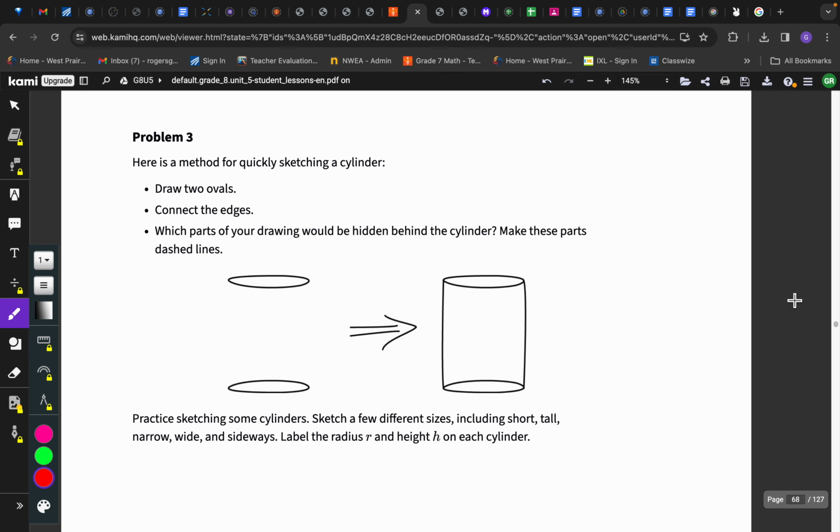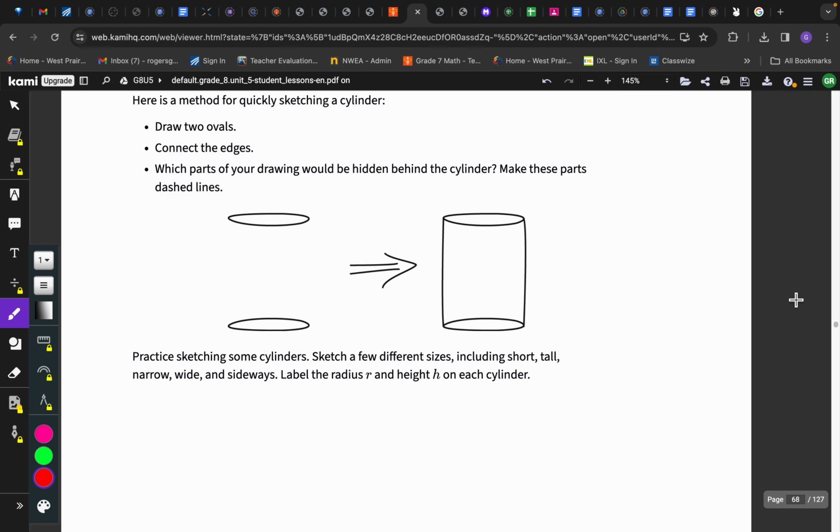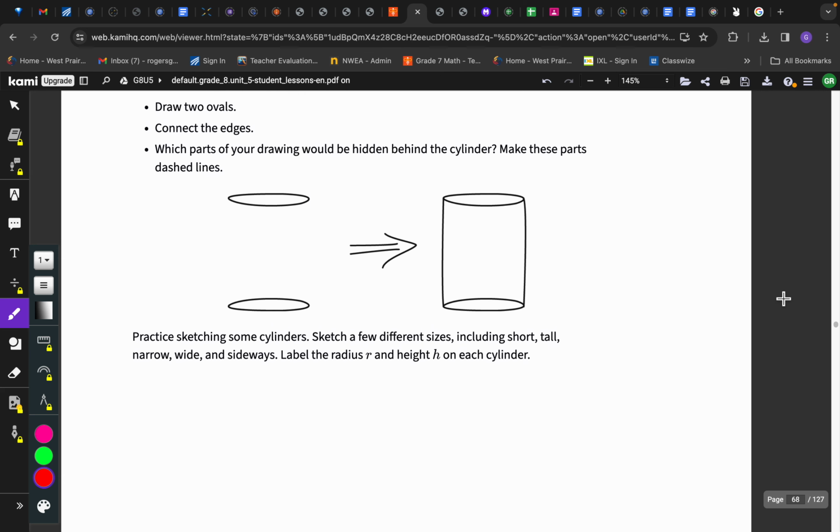So it didn't really do that, but what it's saying to do is, if you want, and I don't think I can, well, I can, I'm going to have to do it like this. It says practice sketching some cylinders. Sketch a few different sizes: short, tall, narrow, wide, and sideways. And label the radius R and the height H. So if I were to label this one, first off, I think actually I can.